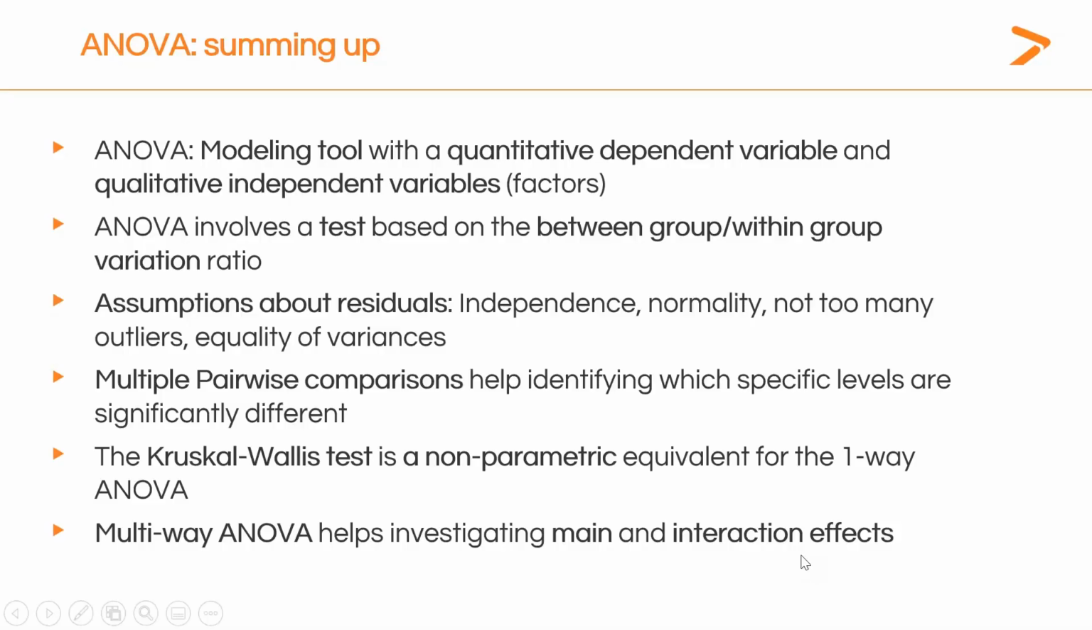So to sum up, ANOVA is a modeling tool with a quantitative dependent variable and qualitative independent variables we call factors. ANOVA involves a test based on the between group and within group variation ratio. Assumptions about residuals are important to verify. Multiple pairwise comparisons help identifying which specific levels are significantly different. The Kruskal-Wallis test is a non-parametric equivalent to one-way ANOVA, and multi-way ANOVA helps investigating main and interaction effects.